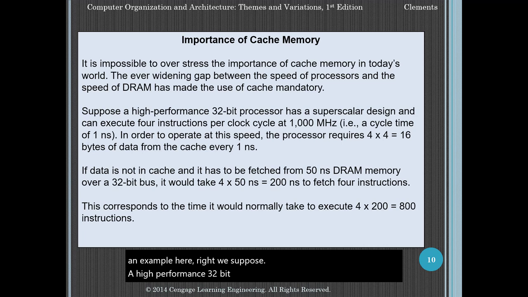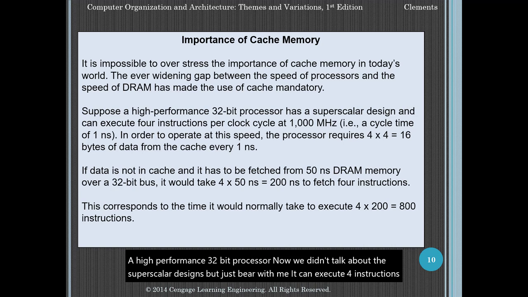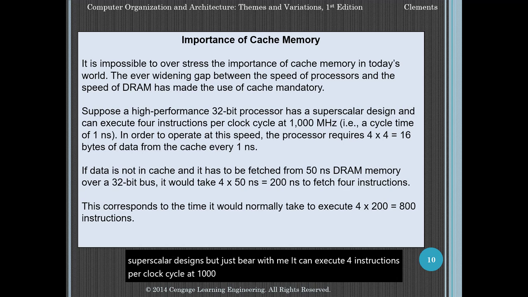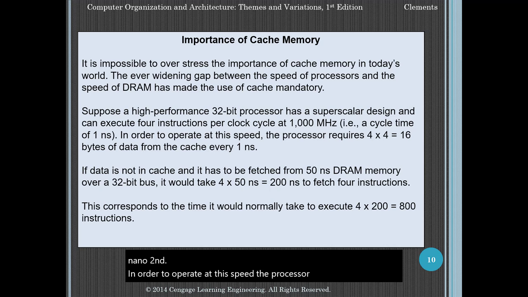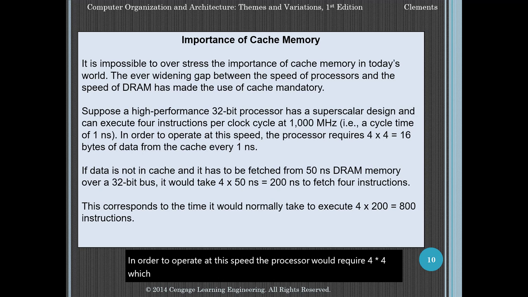Now, we didn't talk about the superscalar designs, but just bear with me. It can execute 4 instructions per clock cycle at 1,000 megahertz. So 1 cycle time is 1 nanosecond. In order to operate at this speed, the processor would require 4 times 4, which is 16 bytes of data from the cache every nanosecond.